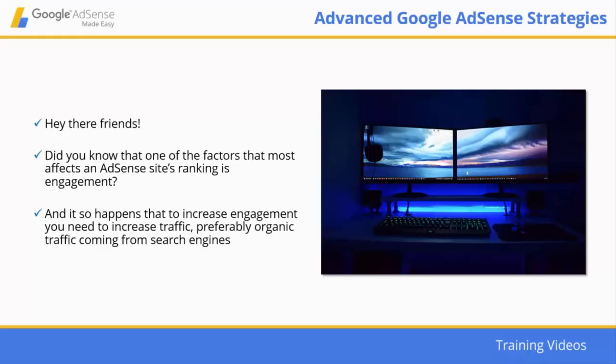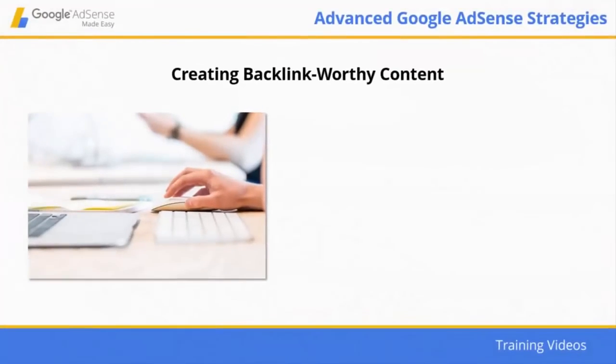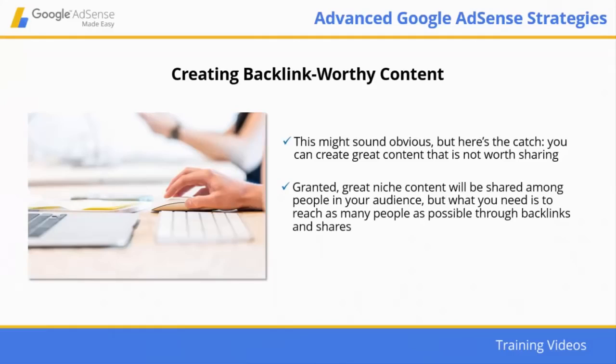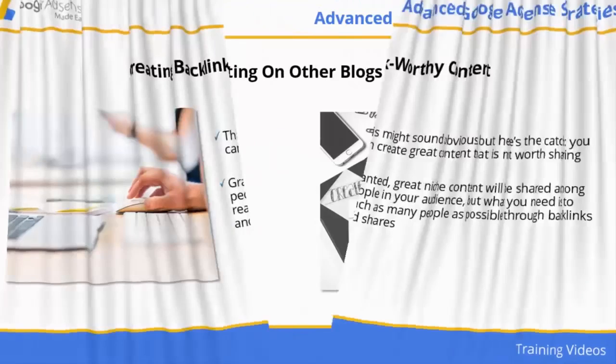In this video, we are going to discuss some of the best ways to increase traffic to your site the right way. Creating backlink-worthy content. This might sound obvious, but here's the catch. You can create great content that is not worth sharing. Granted, great niche content will be shared among people in your audience, but what you need is to reach as many people as possible through backlinks and shares. And the only way to achieve that is by creating content with mass appeal, that is informational and well-researched. Content that is worth quoting elsewhere beyond where your core audience hangs out.